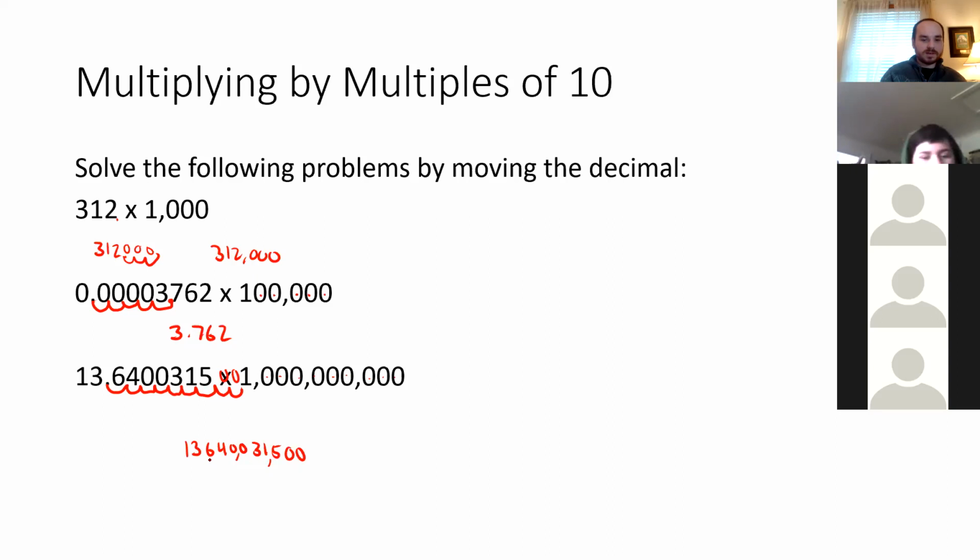Putting in the commas is probably the hardest part of this one, to be honest. But there you go. It's 13,640,031,500.